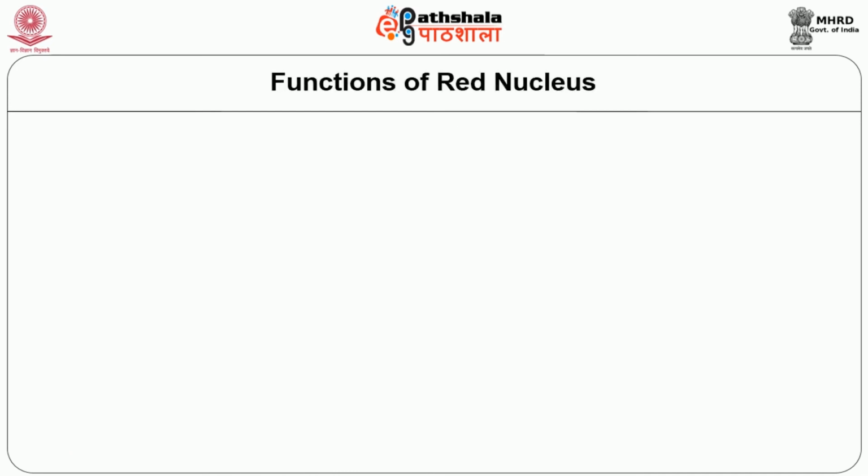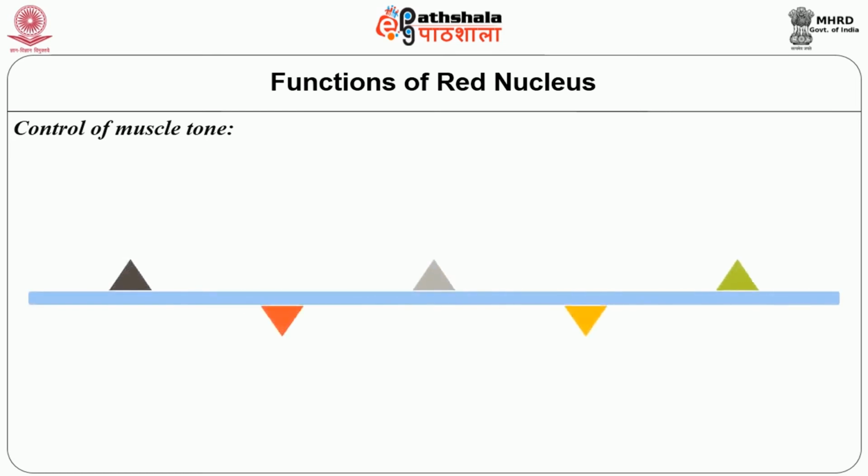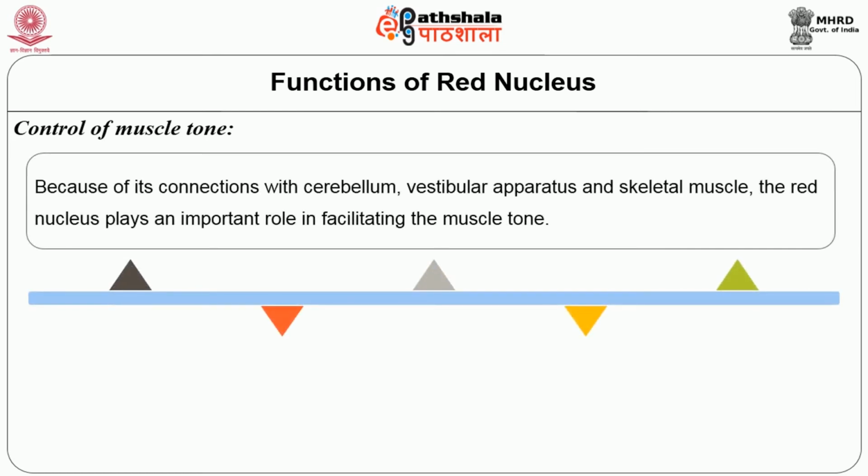Now let us move on to the functions of red nucleus. It controls the muscle tone. Because of its connections with cerebellum, vestibular apparatus and skeletal muscle, the red nucleus plays an important role in facilitating the muscle tone.